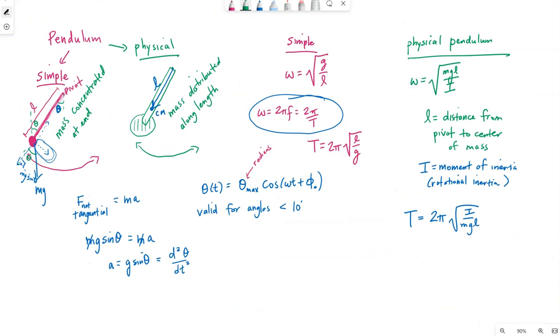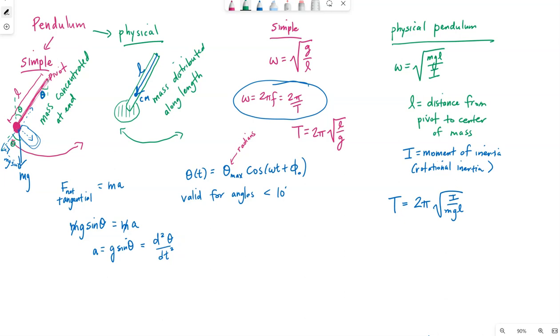Now, scrolling back up here, we have these general equations. These are specific to simple harmonic motion, meaning ideal oscillations. So for a simple pendulum, omega ends up being the square root of g over L. In this case, L is the total length of the string because, again, for a simple pendulum the mass is concentrated at the end. So the distance from the pivot to the center of mass is the entire length. For a physical pendulum, omega is the square root of mgL over I.